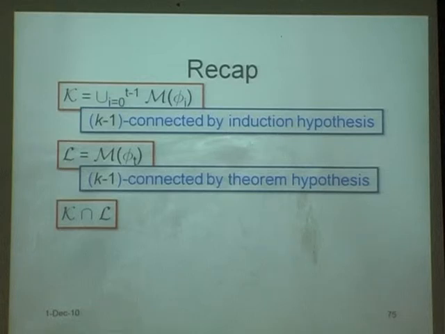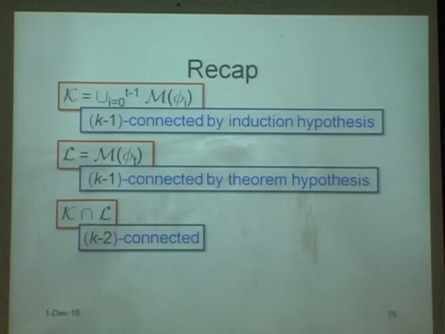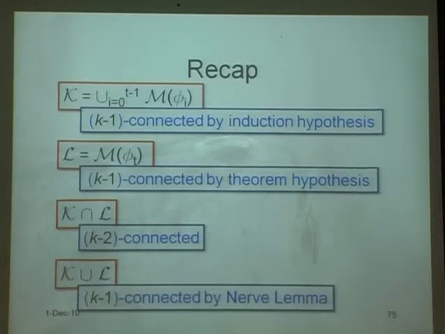I want to compute the connectivity of their intersection. And I've just argued that that is k-2 connected by this application of the nerve theorem. And so if I know that this is k-1 connected, that's k-1 connected, and the intersection is k-2 connected, then it follows by yet another application of the nerve theorem, this one almost trivial, that their union is k-1 connected. And so that's the proof.